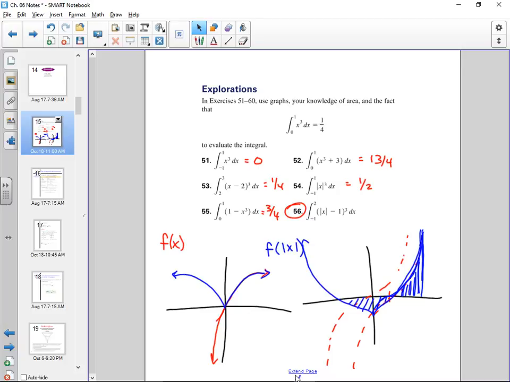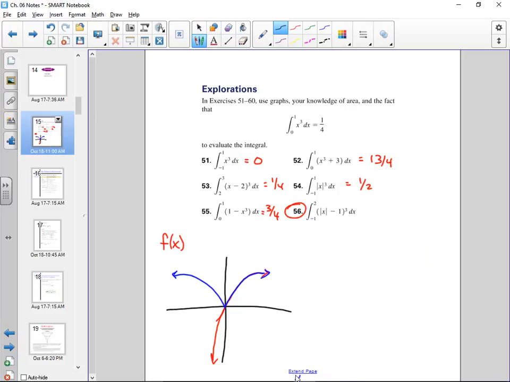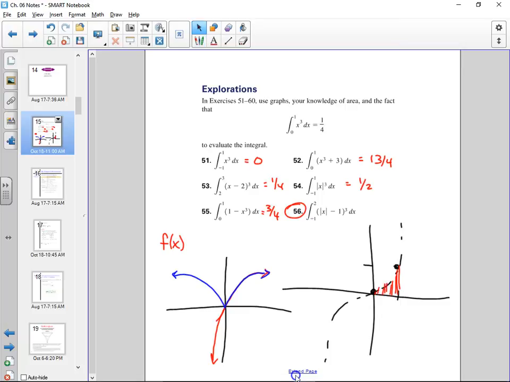Isn't it moved? It's moved 1. So what was between 0 and 1? See, my perspective is a little messed up. Zero, zero, 1, 1. This is what you had before, right? Between 0 and 1, it's 1/4. And we shift it to the right by 1. This point is now, this point is now.